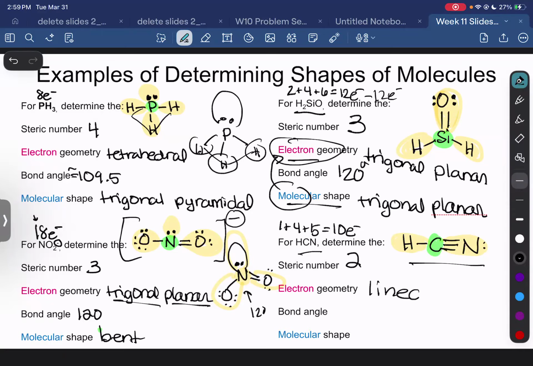It's linear. The bond angle, 180. And the molecular shape, I don't have any lone pairs. Linear. But linear will always just be linear. There's no surprise. So electron and molecular will both be linear.